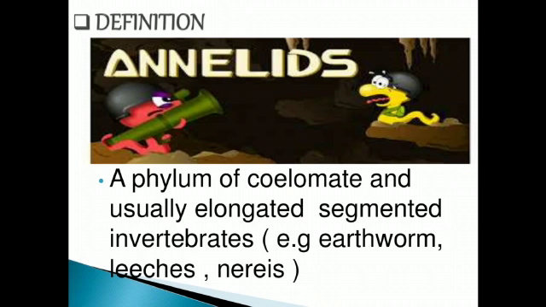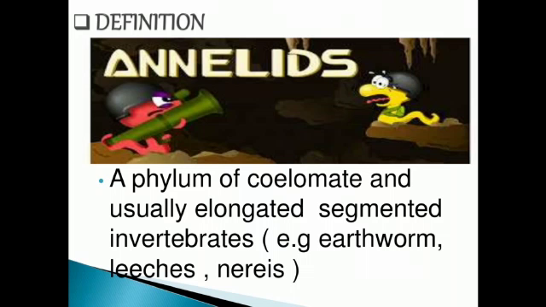So according to the definition, a phylum of coelomates and usually elongated segmented invertebrates. So this is the definition of the phylum Annelida. That means they belong to the class coelomates because they have the true type of coelom, or body cavity, which originates from the archenteron, not from the blastocoel. And the archenteron is developed from the splitting of the mesoderm, which is the middle germ layer of the embryonic life.